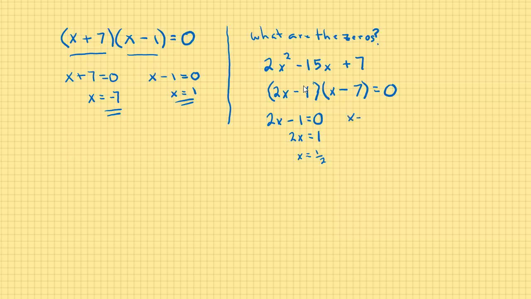x minus 7, this one's going to be easier to do. All we have to do is add 7 to both sides. So x is equal to 7. So the zeros of 2x squared minus 15x plus 7 are 1/2 and 7. That's it.